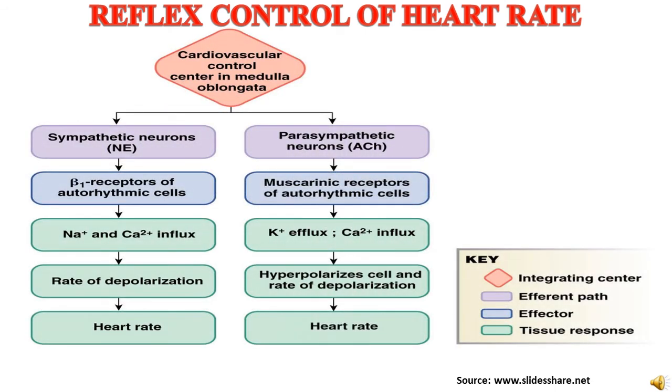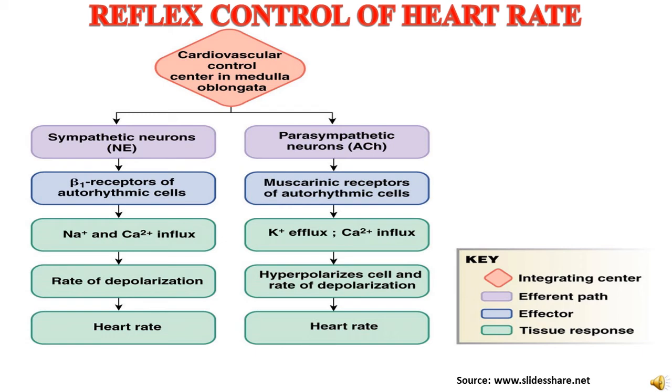Now moving on to the reflex control of the heart rate, we can observe that the cardiovascular control center, which is present in the medulla oblongata, has two major effects. When norepinephrine, released by the sympathetic neurons, acts on the beta-1 receptors of the autorhythmic cells, there is sodium and calcium influx, and as a result there is an increase in the rate of depolarization, thus increasing the heart rate.